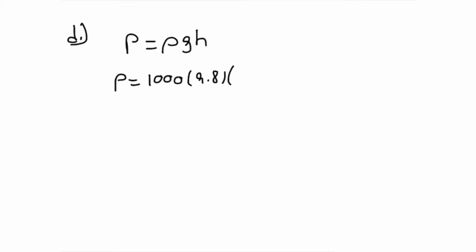Part D. Calculate the pressure due to the liquid at the bottom of the beaker. To find the pressure at the bottom of the beaker, we have to use the equation pressure equals rho g h, where h is the distance underneath the surface of the water. So pressure equals rho, which is 1,000 kilograms per meter cubed, times g, which is 9.8, times h, which we are given in the problem to be 0.2 meters. And when you calculate that, you get 1,960 pascals.